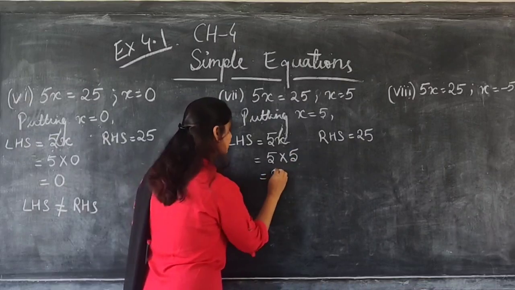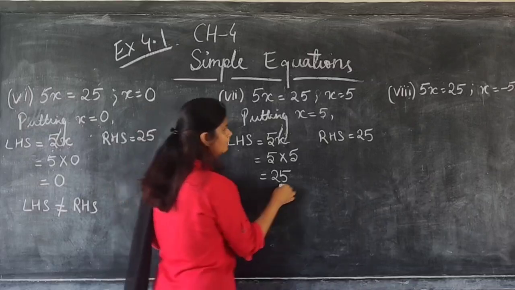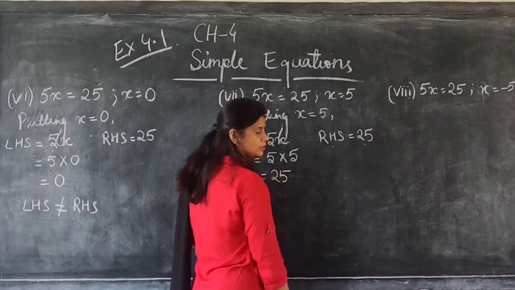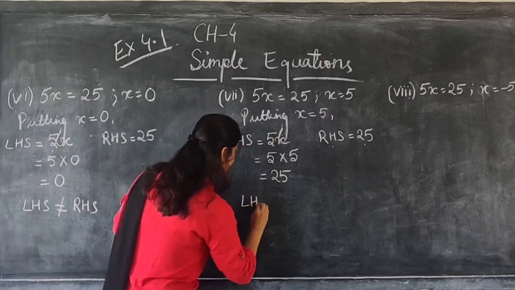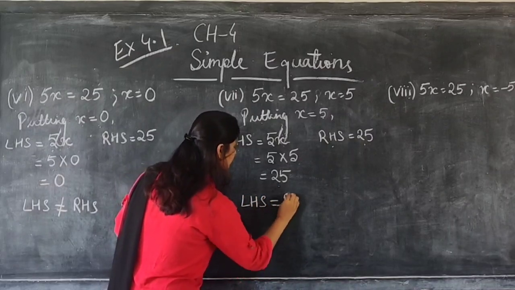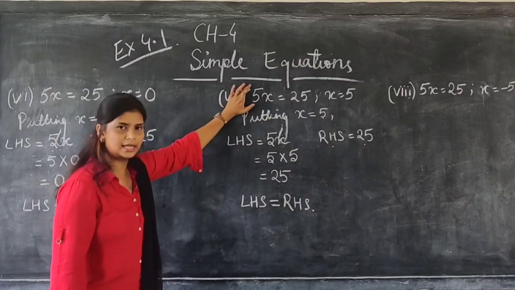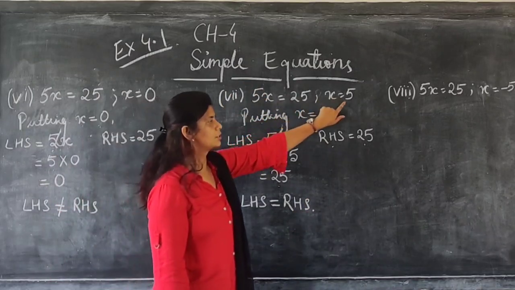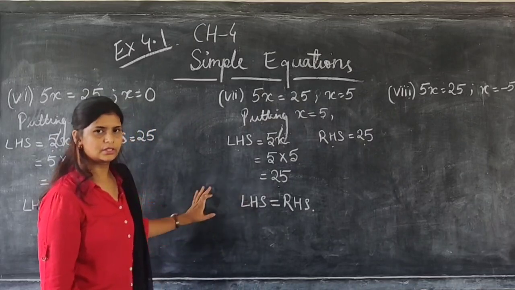So 5 into 5. 5 5s are 25. So our left hand side is 25. Our right hand side is 25. So both are same. So LHS is equal to right hand side. So our equation is satisfied when x is equal to 5. So this is right. Yes, the equation is satisfied.